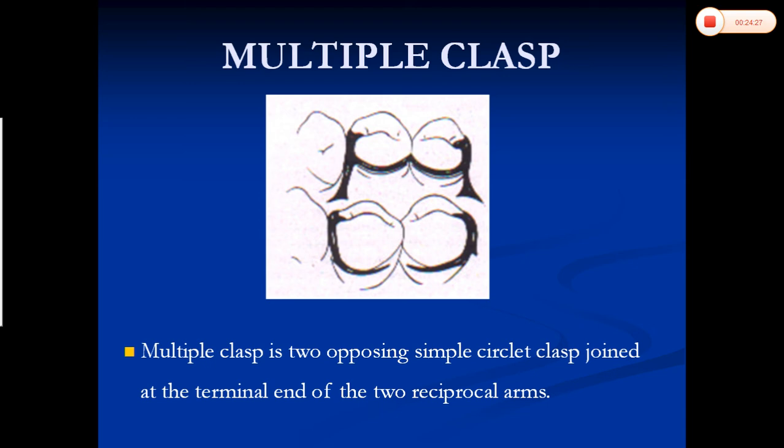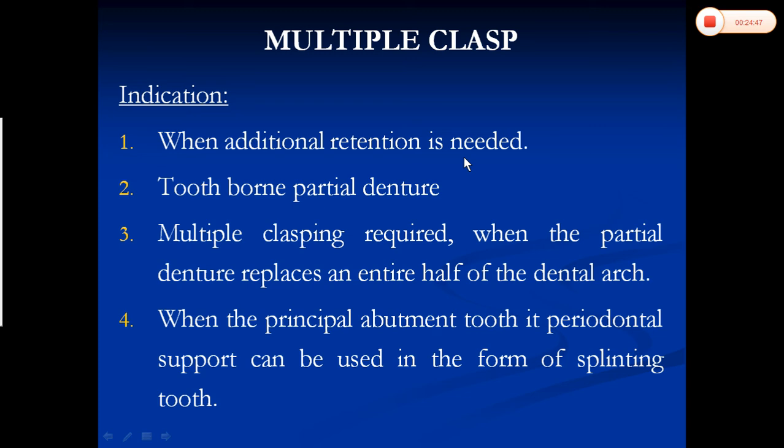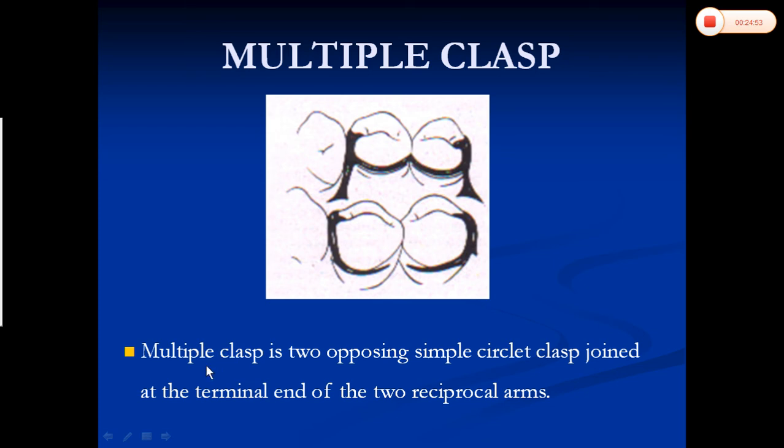We already discussed the embrasure clasp, which is two circlet clasps attached at the body of the clasp. Whereas in the multiple clasp, two simple circular clasps are attached at the reciprocal arms. So the reciprocal arms of the two circular clasps will be attached. See? Multiple clasp is two opposing simple circular clasps joined at the terminal end of two reciprocal arms. The tips of the two reciprocal arms of the two different circular clasps will be joined.